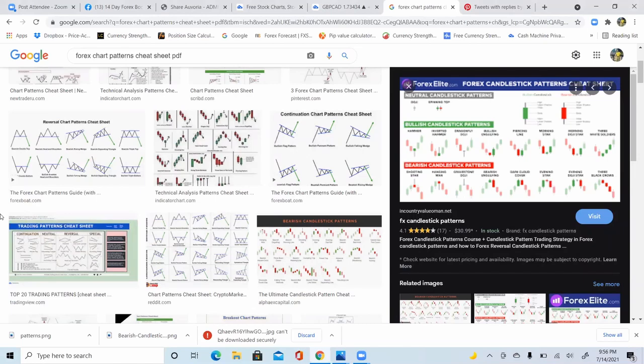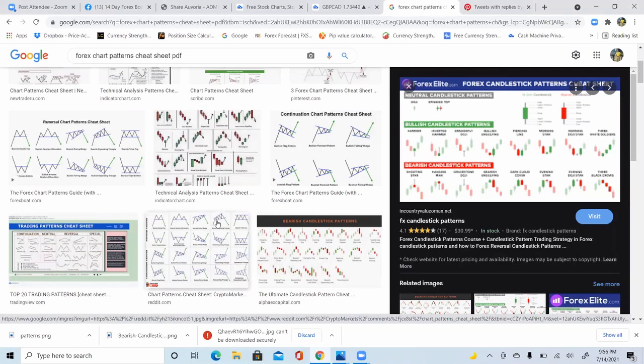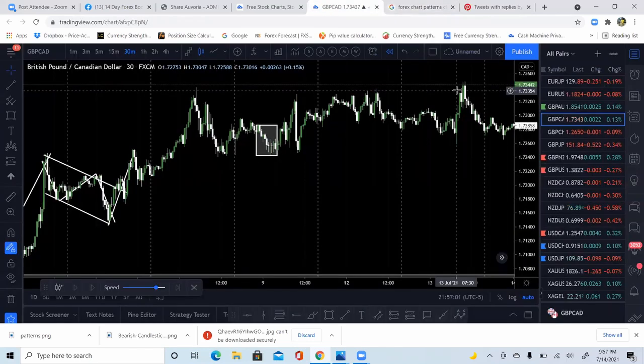Because with these next classes, they're going to get more and more detailed with the charts. So we did candlesticks and we did chart patterns today. So go back, look at these for yourself, identify these. Pick a pair, USD JPY, pick a random pair. This is how you really learn.